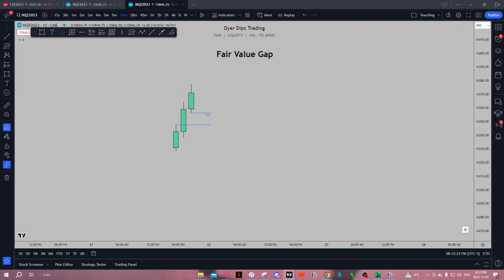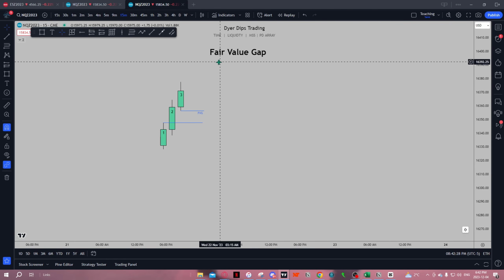Not only can they be used as an entry point, which is where I take most of my entries from, but they can also be used as a target or a place to partial or close your trade if you're looking to go from external range liquidity to internal range liquidity. And I know that probably doesn't make a lot of sense to you guys quite yet, but I promise in the future it's all going to come full circle and this is all going to click for you.